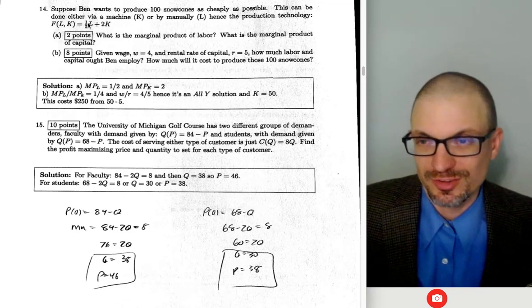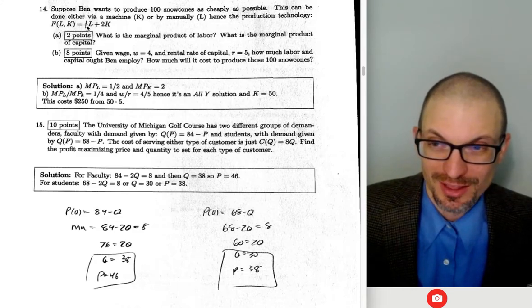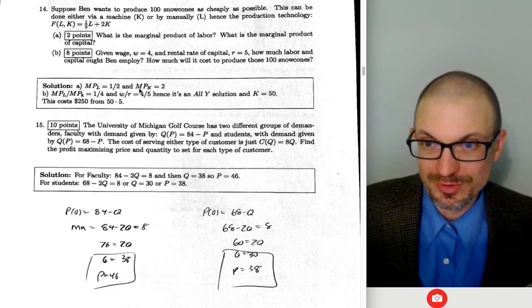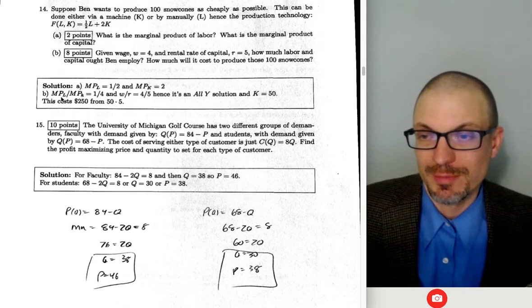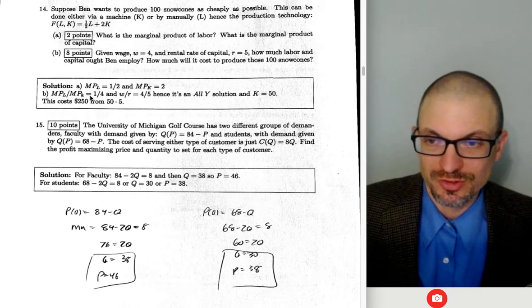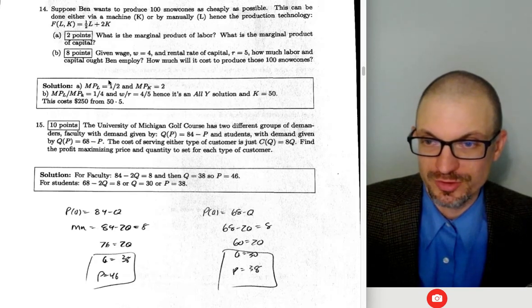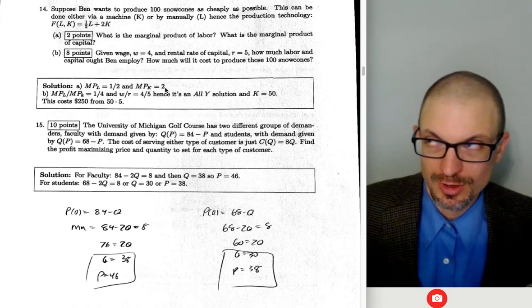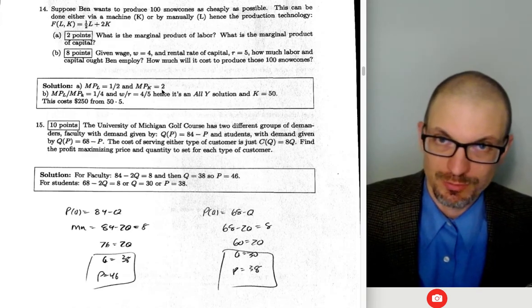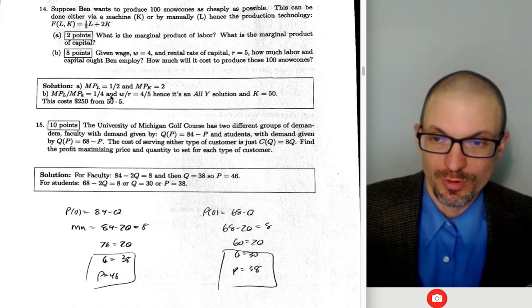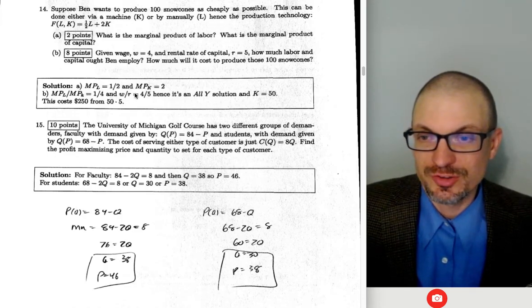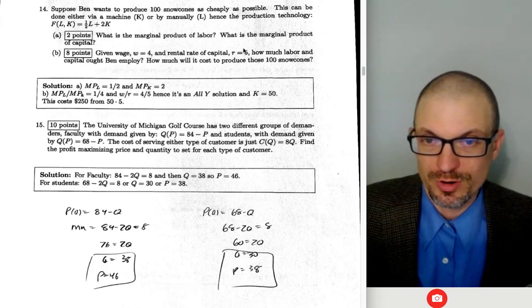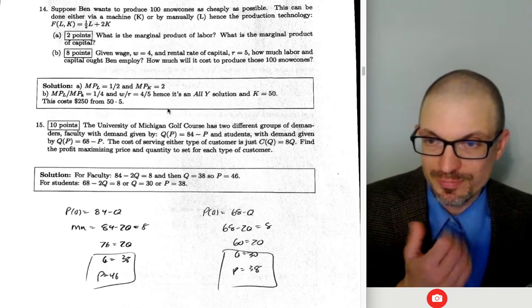Okay, the marginal product is just the coefficient here. So MPL is 1/2, MPK is going to be 2. Got that? MRTS, the ratio of marginal products, is going to be 1/2 divided by 2, which is 1/2 times 1/2, or 1/4. W divided by R is going to be the slope of my isocost, which is going to be 4/5 from 4 and 5, right?